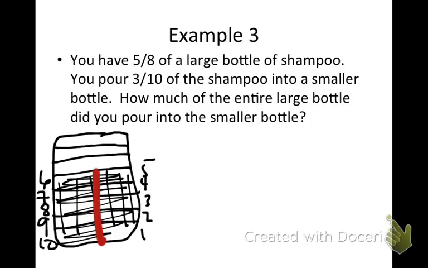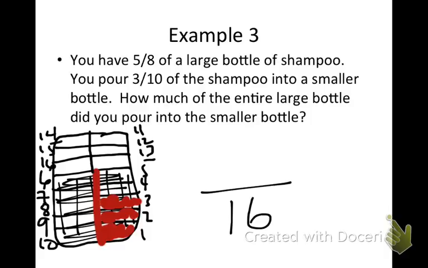Okay, and now I want only 3 of those. So I'm going to take 1, 2, 3 of those. So now I have 3 of those tenths. If I look at the whole bottle of shampoo, and we're just going to continue this up, that was 10, 11, 12, 13, 14, 15. So if I look at the full bottle, I have 16 pieces of the whole bottle. And I have red on 3 of those, so 3/16.